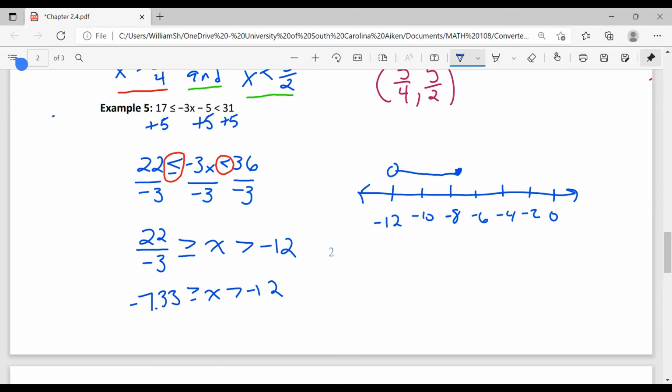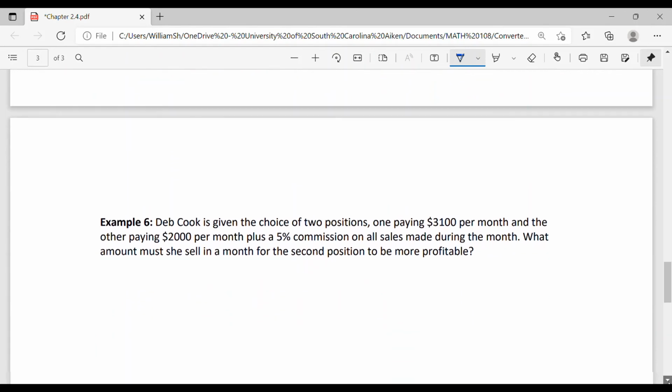So the way I would put this one in interval notation would be parentheses negative 12, comma, and I'm going to write it as the fraction here, just to be precise, negative 22 over 3, and make sure you put a bracket on that. Always want your smallest one first. If you put your smallest one second, you will probably get it wrong on my math plan.